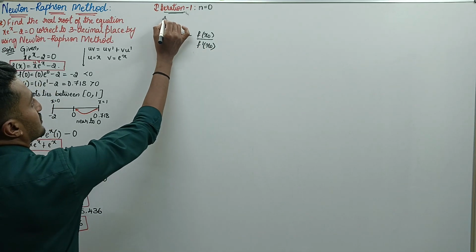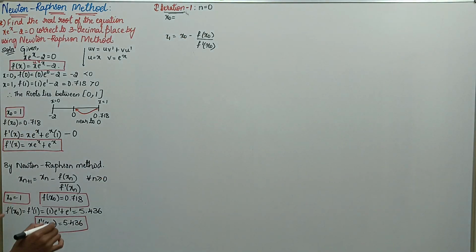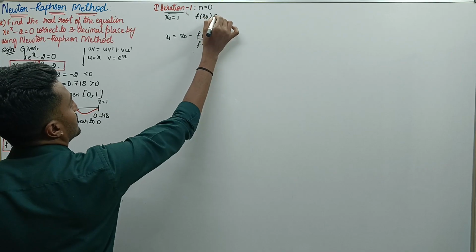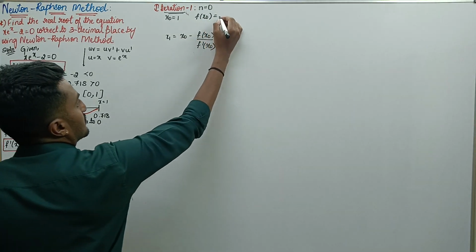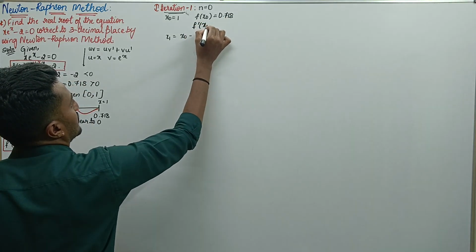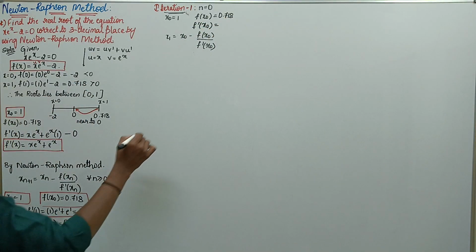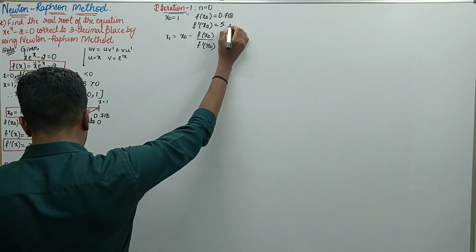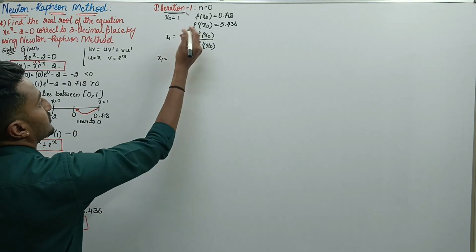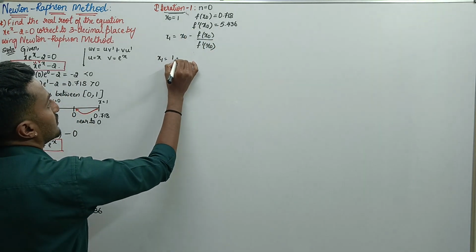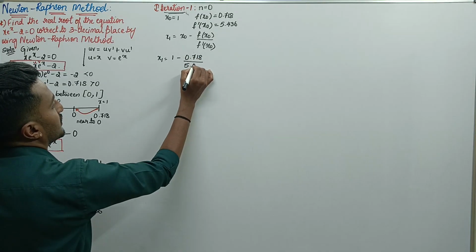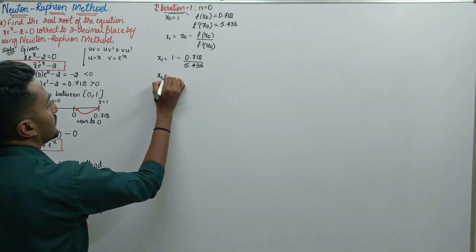Got the point? What is the value of x naught? X naught is 1. Now what is our f of x naught? 0.718. What is f dash of x naught? We have got 5.436. Got the point? For x1, just substitute these terms in the formula: 1 minus 0.718 divided by 5.436. You get the value of x1.